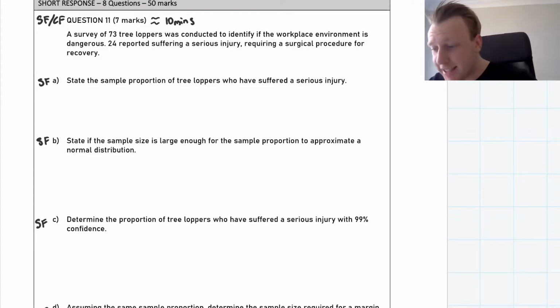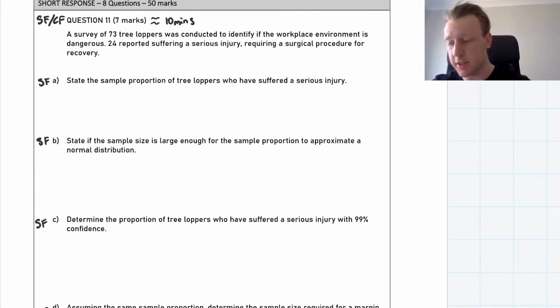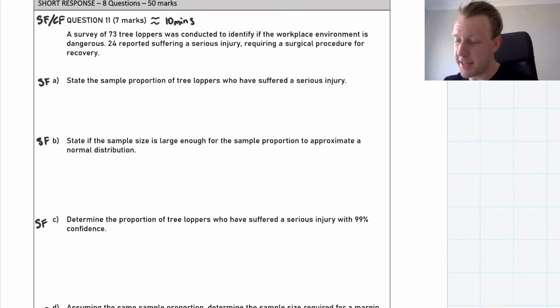Short response, tech active. Question 11. This one is simple with a little bit of complexity sprinkled in. That's part D, with about 7 marks. Take about 10 minutes, pause it, see if you can do it. Right, a survey of 73 tree loppers was conducted to identify if the workplace is dangerous. 24 said they have suffered a serious injury requiring surgery. So that would be dangerous. State the sample proportion of tree loppers who have suffered a serious injury.